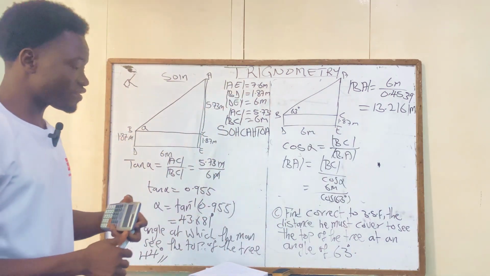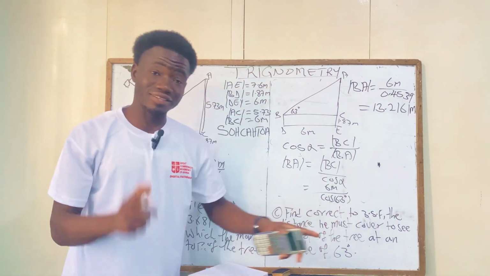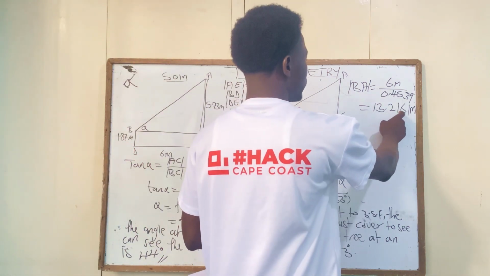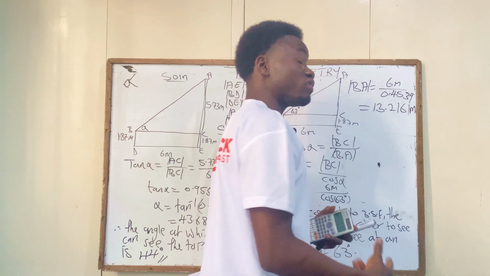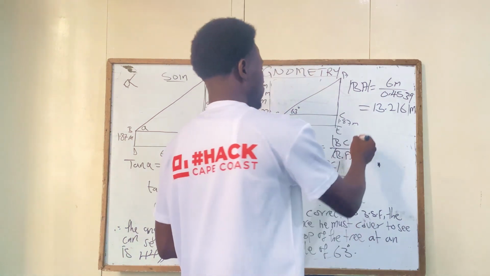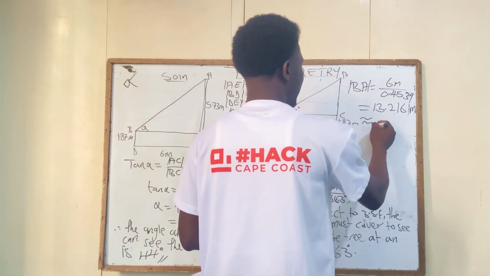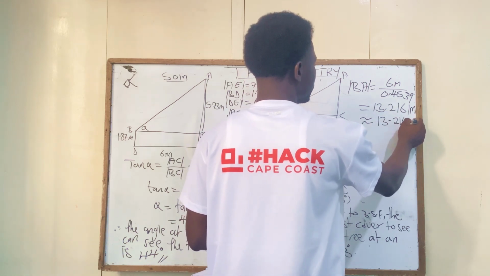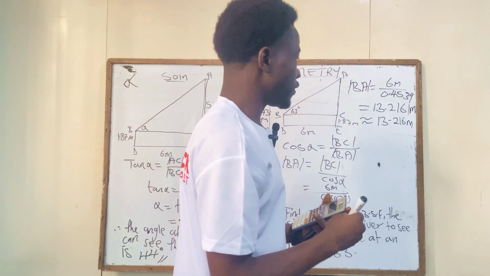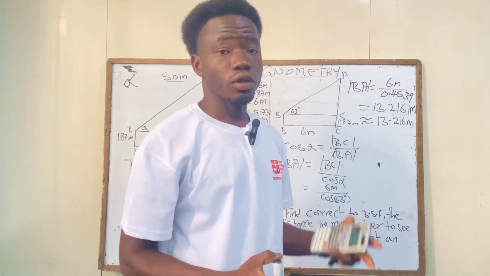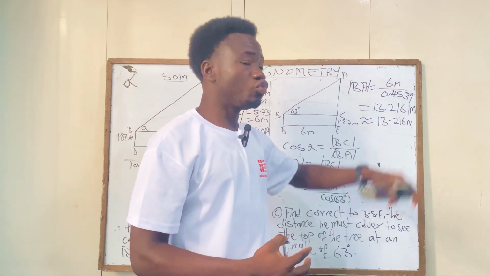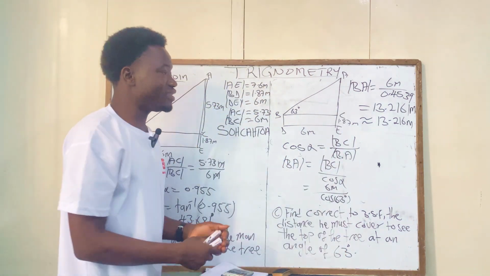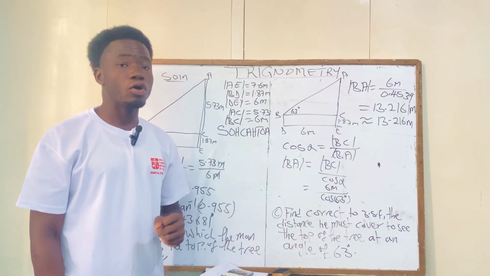Now the question says that we should correct to 3 significant figures. So 3 significant figures, 1, 2, 3. If the value is significant, if it is not significant, then you don't consider that. So therefore, it is approximating to 13.22 meters, correcting to 3 significant figures. The one here is not up to 5, so we can round it to make this as 7. So this is the distance the man has to travel to see the top of the tree.